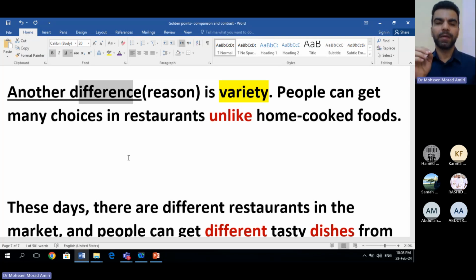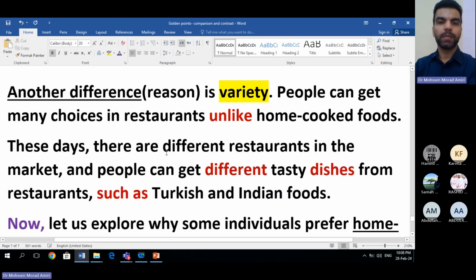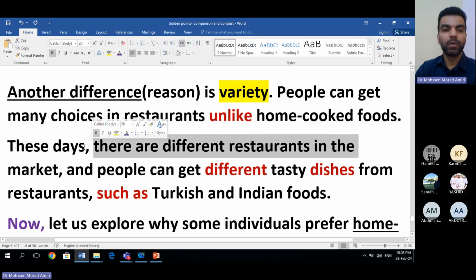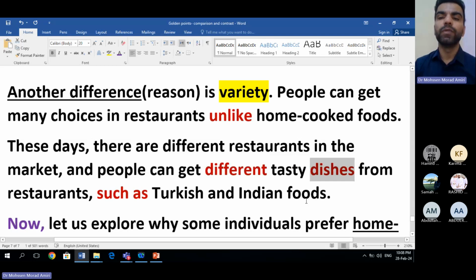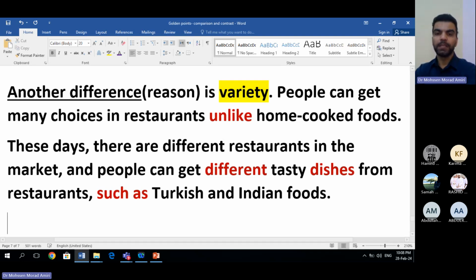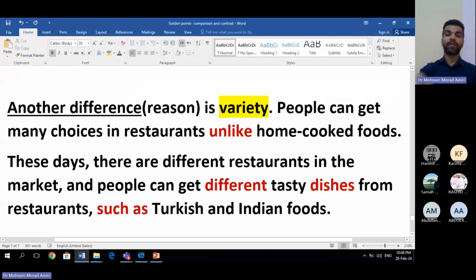Another reason is price. But you need to explain it. This one, for example, we explained it. These days, or nowadays, this is a very nice word. There are different restaurants in the market, and people can get different tasty dishes. Dishes and food, shabab, not sahan, means food from restaurants such as Turkish and Indian foods. We're talking about this one actually.